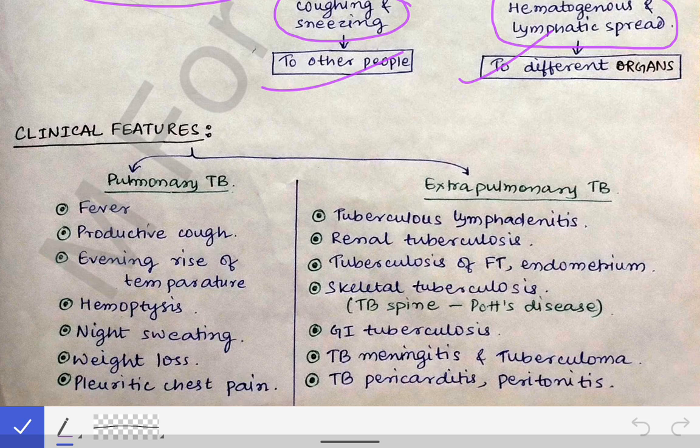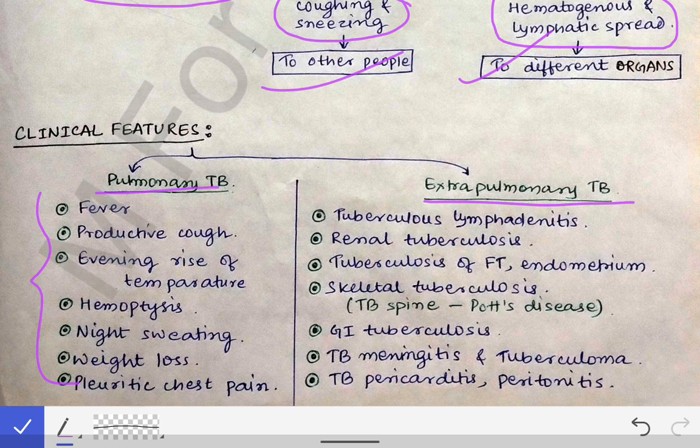So the clinical features of tuberculosis can be classified into pulmonary tuberculosis and extrapulmonary tuberculosis. That means if the tuberculosis is affecting only the lungs, then it is pulmonary tuberculosis, and if it is affecting some other organs or other parts of the body, then it is extrapulmonary. Extrapulmonary means outside the lungs. Generally they will give you a case of pulmonary TB only, not extrapulmonary TB. So you have to know these symptoms to diagnose a case of pulmonary TB in the exam.